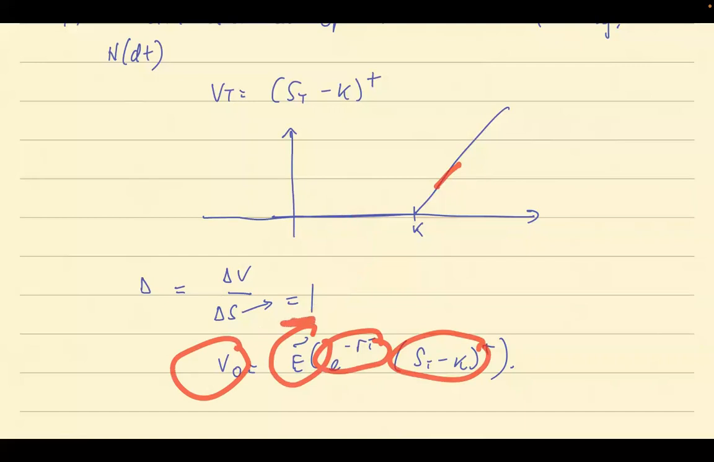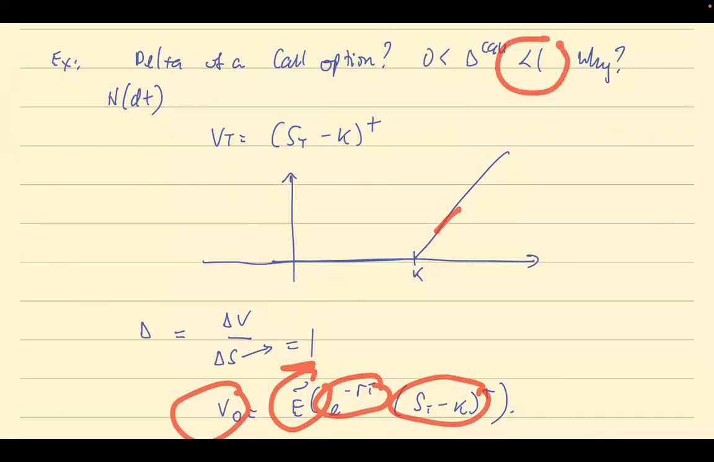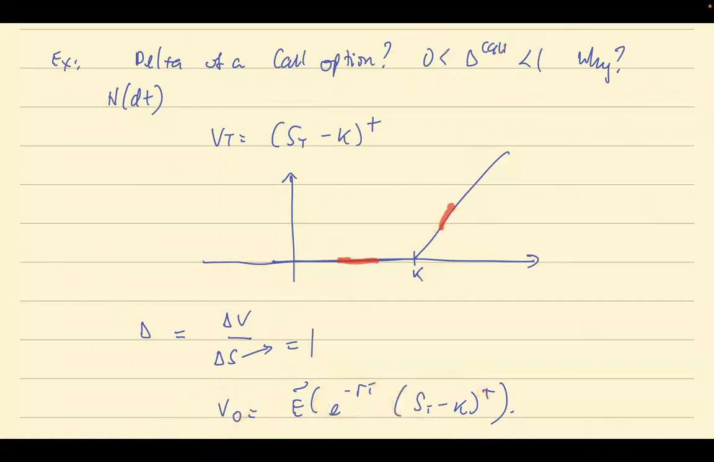Also 1, right? So that explains the upper bound. You understand what I'm trying to say? The lower bound is also clear, right? Because there's no place in here where the stock price goes up and the option price goes down. Is it okay? So by the payoff structure, you can tell the delta is between 0 and 1.